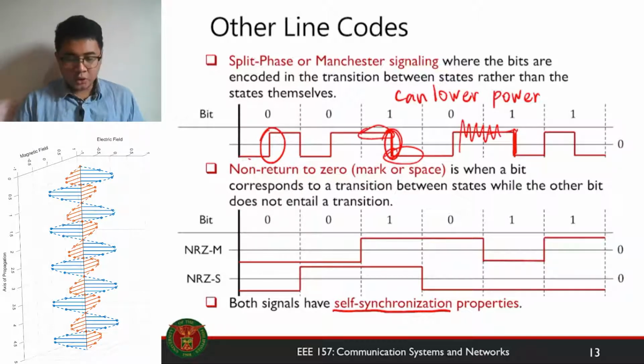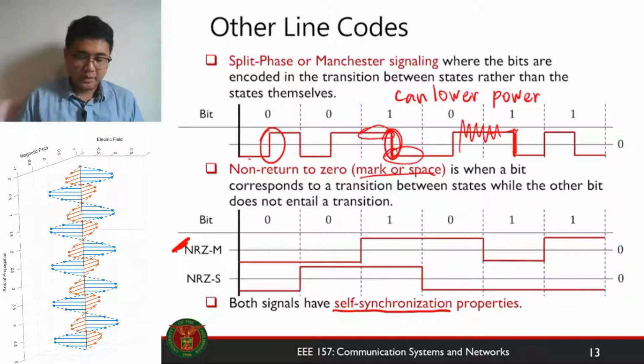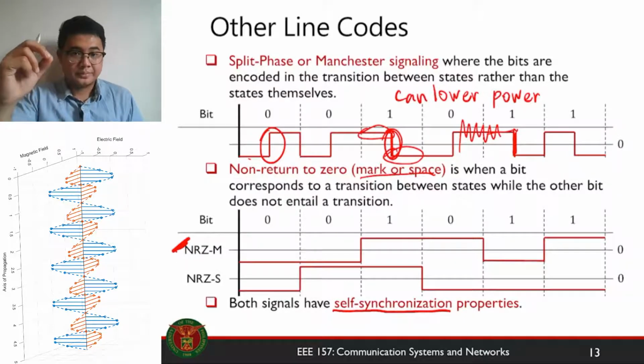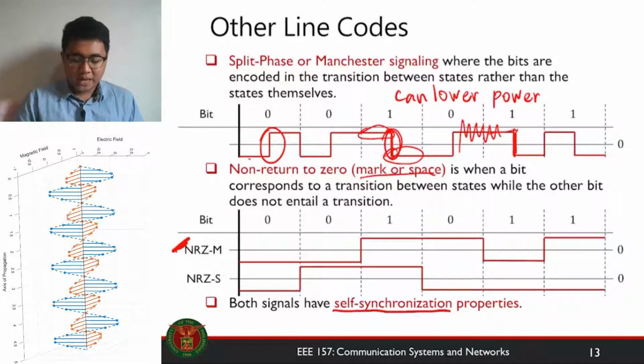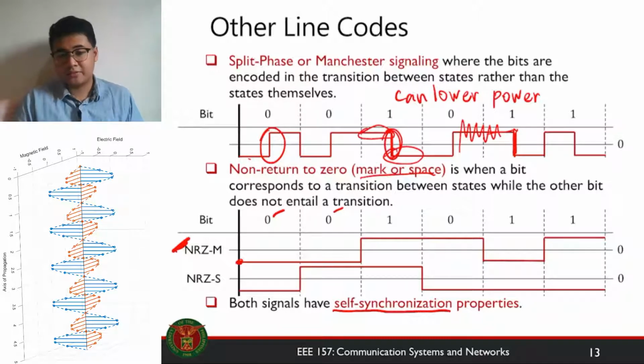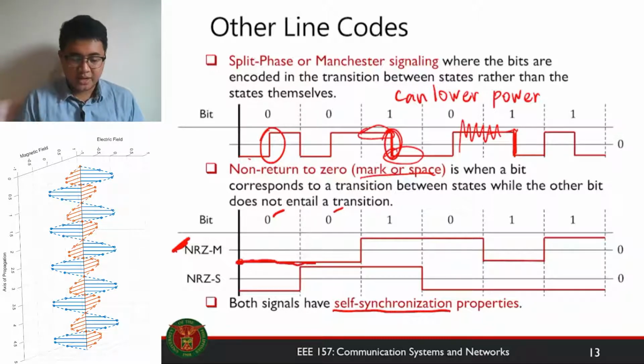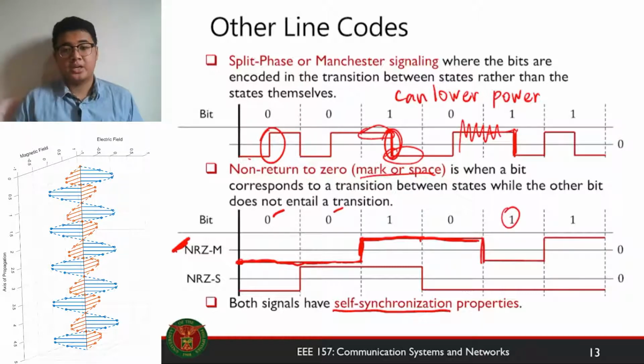Okay, the other one is the mark or space, NRZ mark or space, where if you have a bit 1 for mark here, your signal will transition from one state to another. Okay, so for example, if we have a bit 0 and we started at the negative value, then when we get a bit 1, we will transition to the other state. The next bit is 0, so we won't transition to the other state. But once we get another bit 1, we transition to the other state.